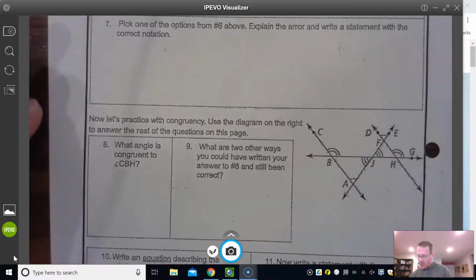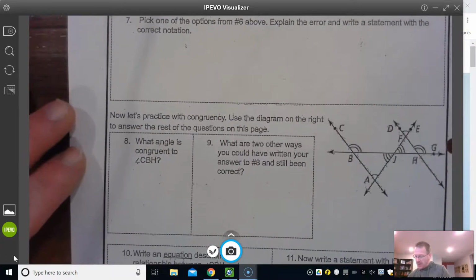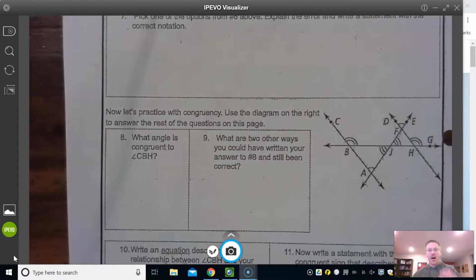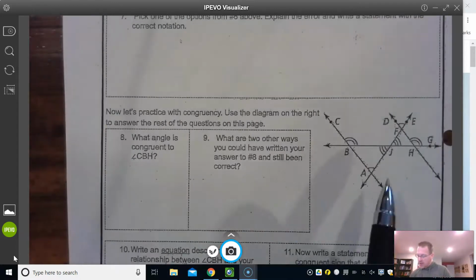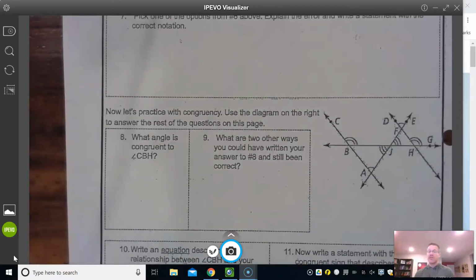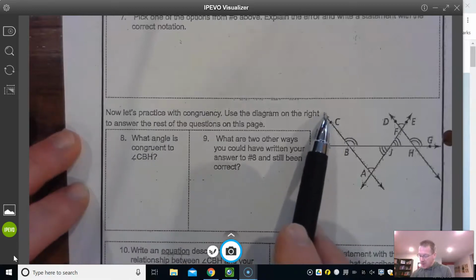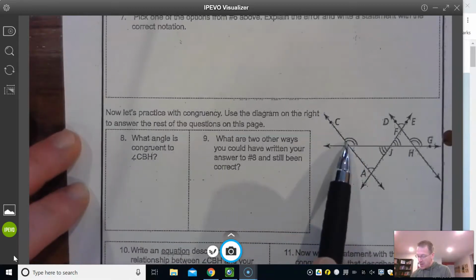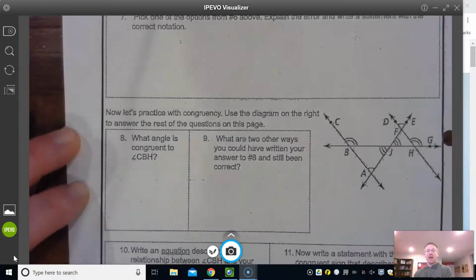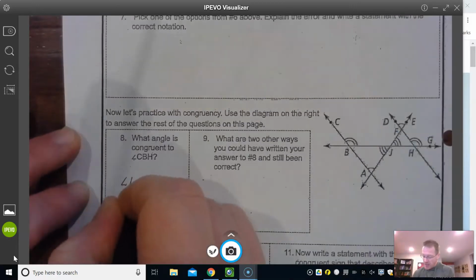The last thing I want to go through here is problem 8. I just want to reinforce the notation here so you can see this. When I look at my picture, notice I have lots of different markings. What we know is, once again, if they have the same markings, then they are congruent. Notice on problem 8, it says, which angle is congruent to CBH? CBH would be this angle with the 2 arc marks. So if I want to know what angle is congruent to that, I have to find the other angle with the same arc marks. That would be over here, and that would be DHG. So angle DHG.